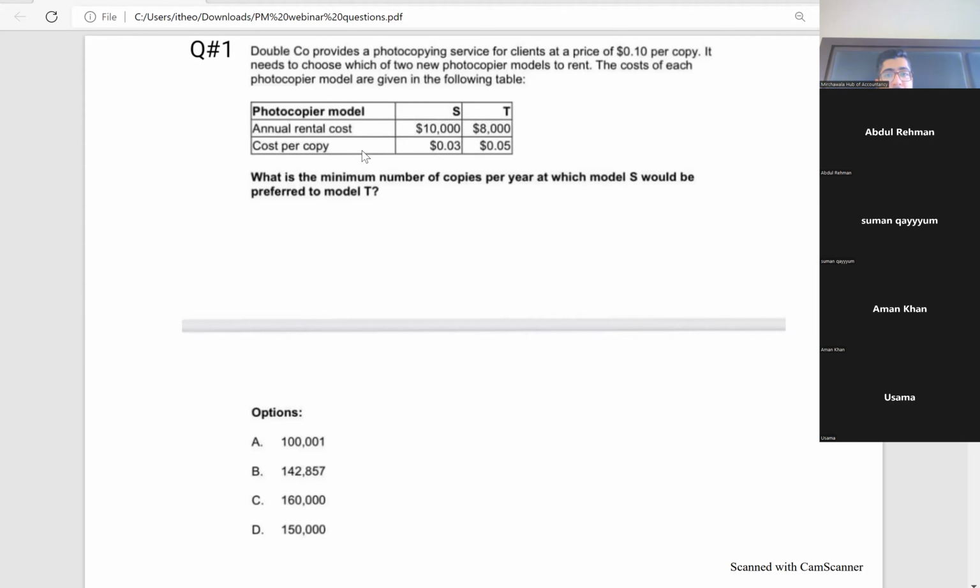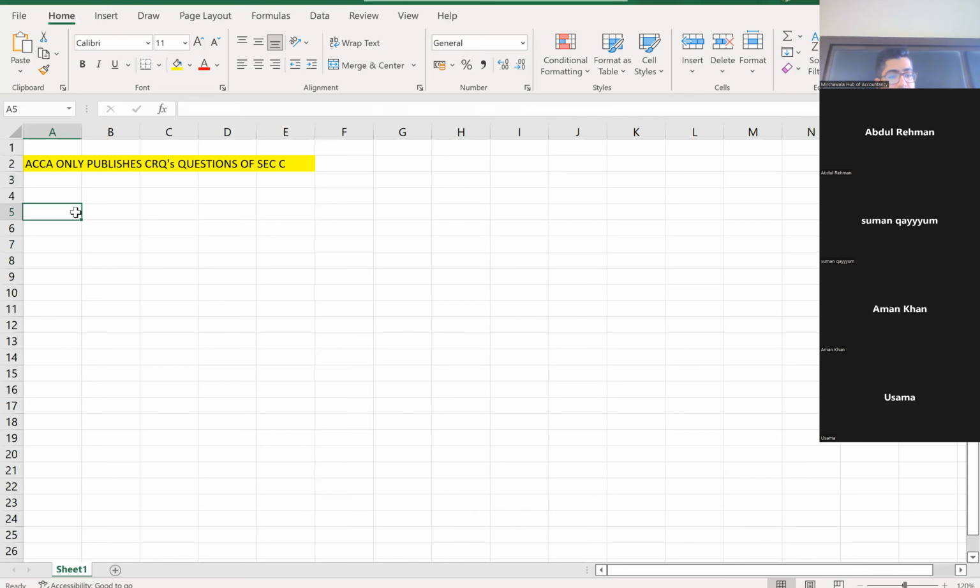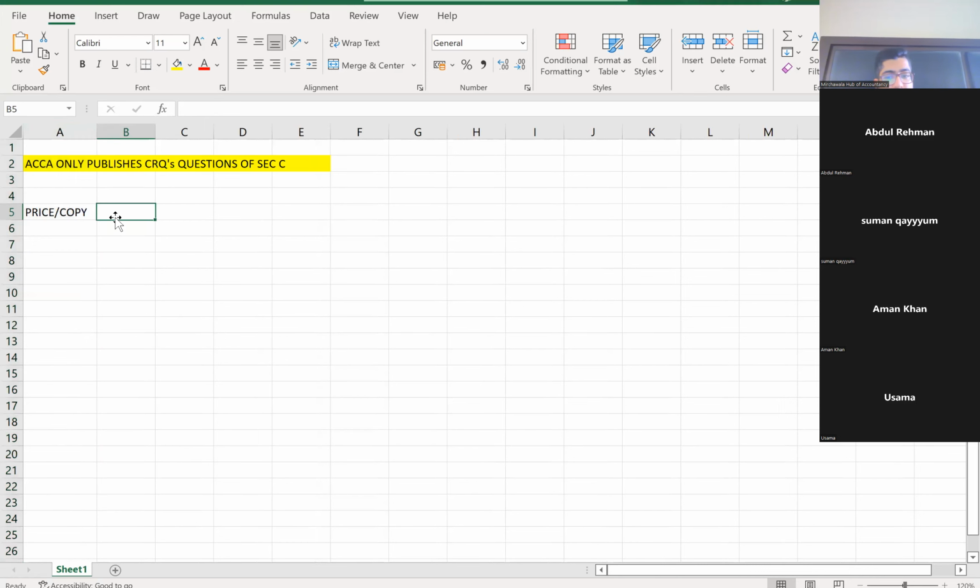Double Company provides a photocopying service for its clients at a price of 0.1 per copy. So the price per copy is 0.1.